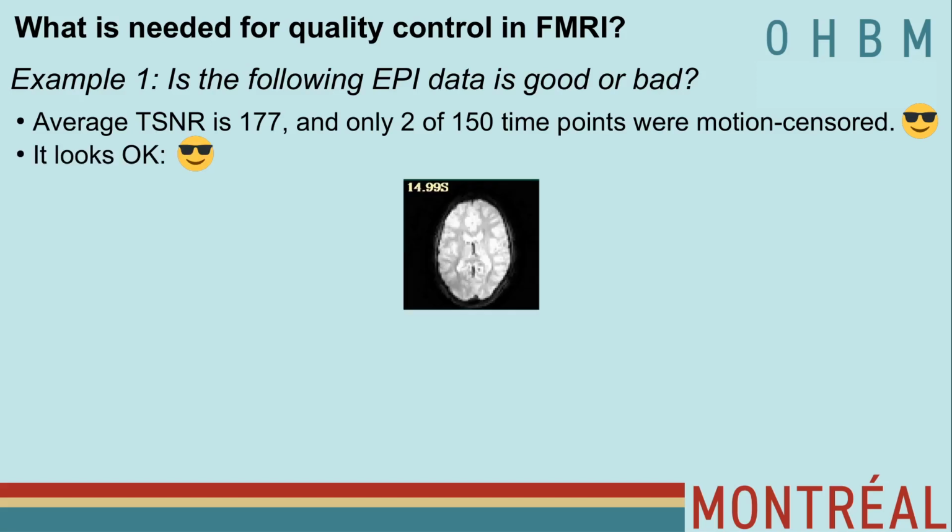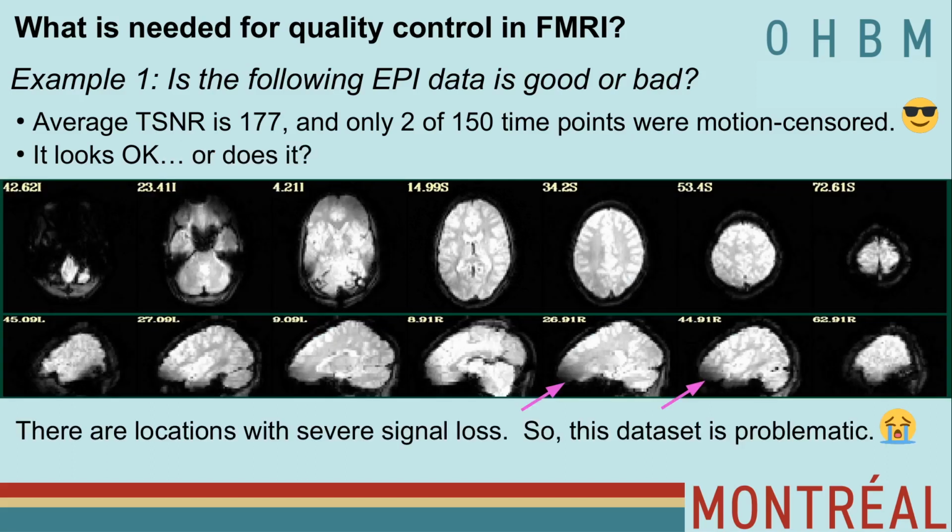Okay, well, that seems pretty reasonable. Well, maybe we should look a little deeper. And at this point, we see that there are some issues in this data set. So even though the average TSNR is quite high, there are regions where it dips pretty low. There looks like there's notable signal dropout here. And this creates really a problem. So in many analyses, for a whole brain analysis, we might say, well, this data set is problematic. We're going to have to remove this subject.